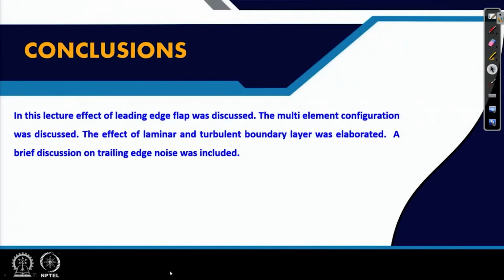So, in this lecture we discussed the leading edge flap, and then we talked about the single and the multi element configurations. The effect of laminar and turbulent boundary layer was elaborated both on streamline as well as bluff geometries, and we did simple calculation on flat plate to demonstrate the difference in the CF, considering a completely laminar boundary layer and a completely turbulent boundary layer. And finally, we did a brief discussion on trailing edge noise and means of suppressing that and how they are relevant in the context of airfoils and finite wings.